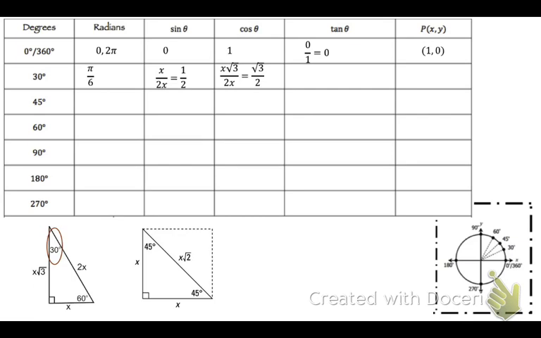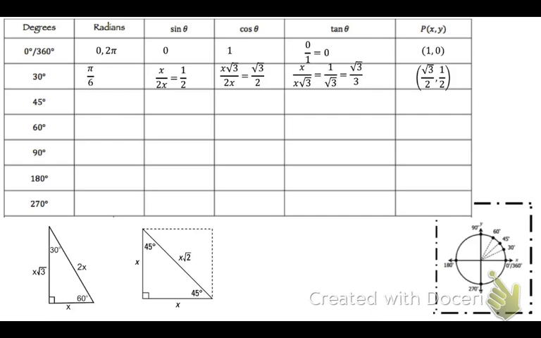Tangent is opposite over adjacent, so that's x over x root 3. Those x's cancel and we get 1 over root 3, and then we have to rationalize the denominator. Multiply by root 3 over root 3, and you end up with root 3 over 3. Now that point is cosine, sine, so that's (root 3 over 2, 1/2).